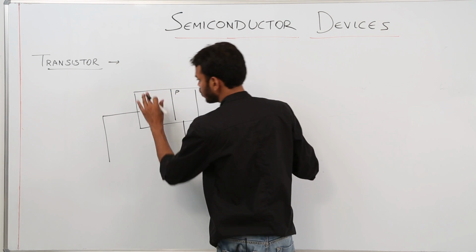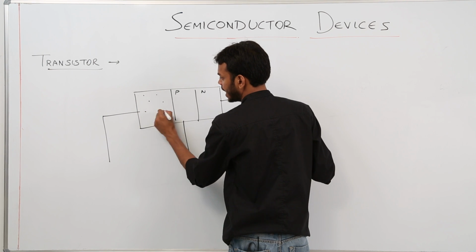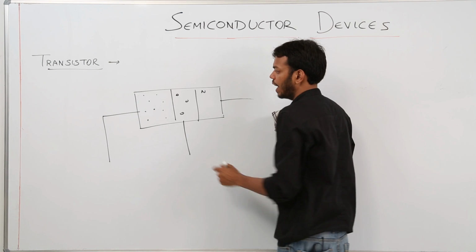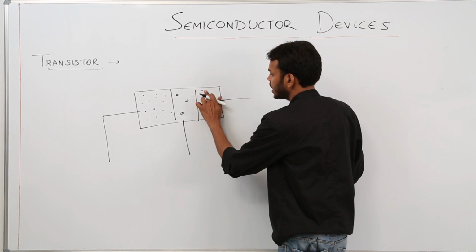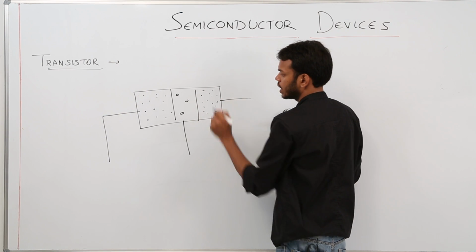So this was our emitter region, right? For N, I am representing these electrons. For the P part, we have holes, but why very few holes? Because the base was lightly doped. Lastly, the N region, again with a very great number of electrons, right?